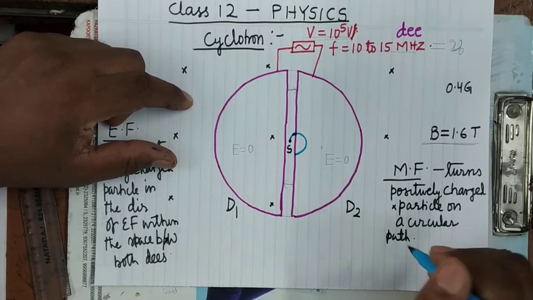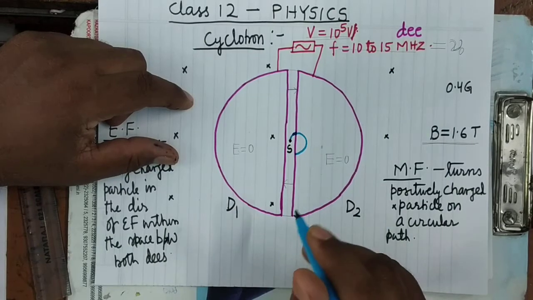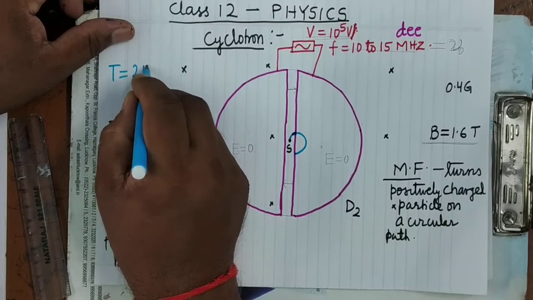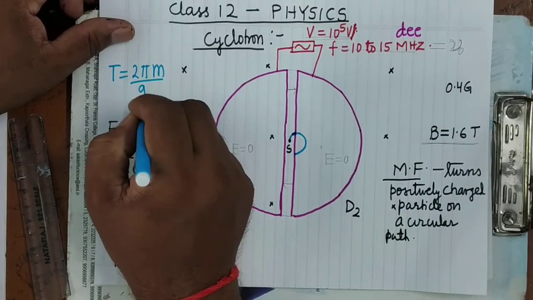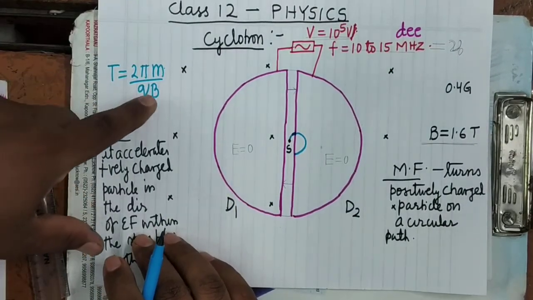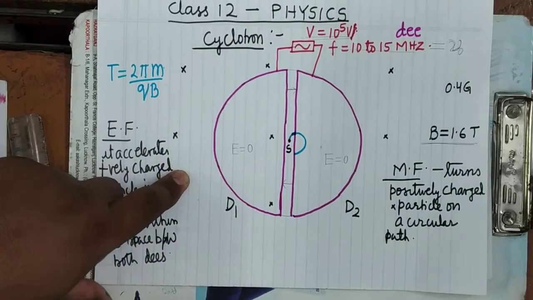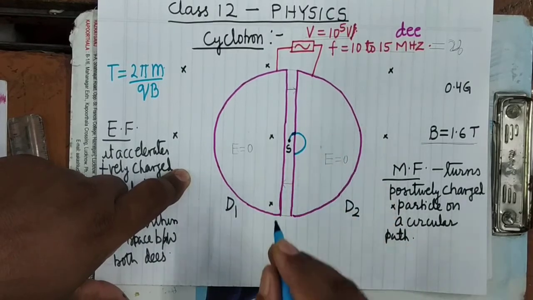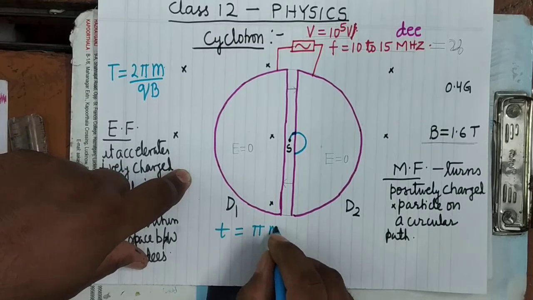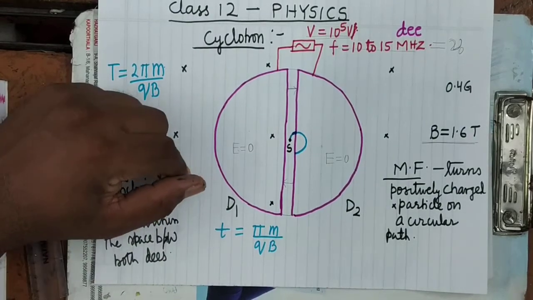It is clear. Now, what will be the time taken by the particle in describing this semicircular path? So, as you know, the period of revolution is equal to 2 pi m upon qB. What is m? Mass of the particle. What is q? Charge on the particle. B, the strength of this magnetic field which is perpendicular to plane of paper. Now, since it is describing a semicircular path, therefore the time in which it will complete the semicircular path is pi m upon qB. It is clear.